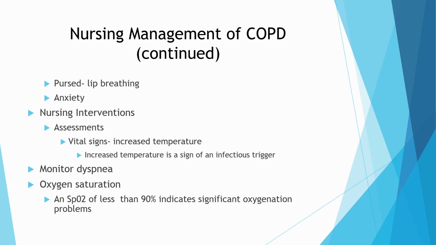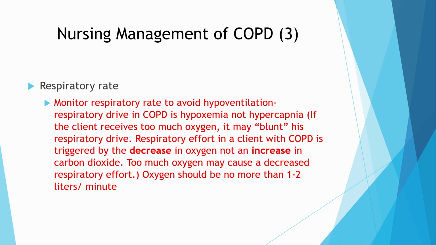So, pursed lip breathing will be part of nursing management. Anxiety, managing that anxiety will also be part of nursing management. Some interventions will include assessments, and we will start with vital signs. That increased temperature will be a sign of an infectious trigger. We are going to monitor the dyspnea and oxygen saturation. An SpO2 of less than 90% will indicate significant oxygenation problems.